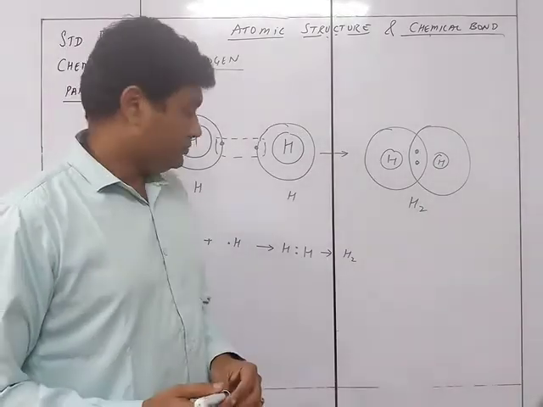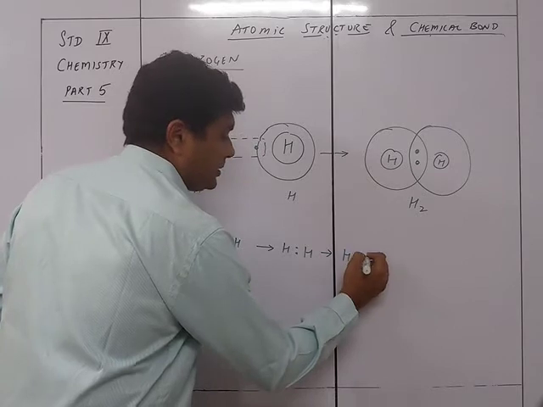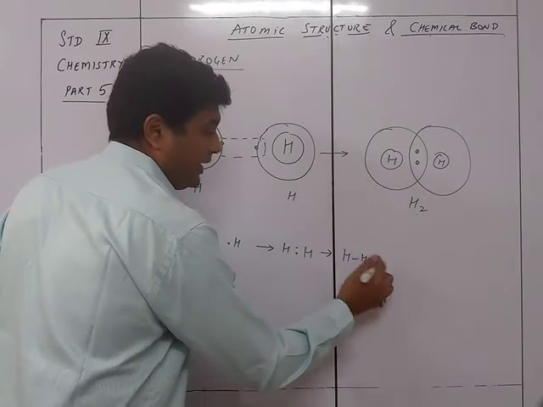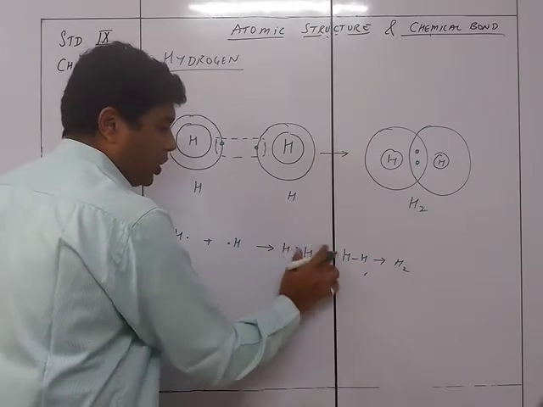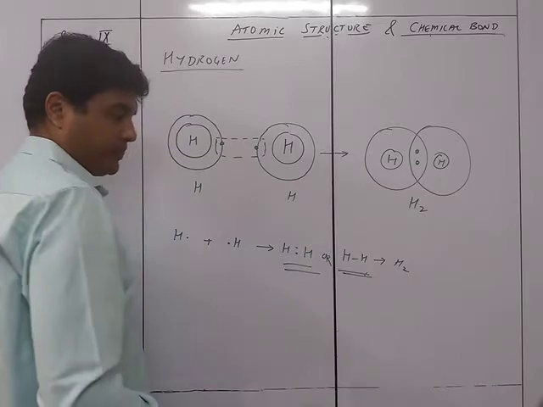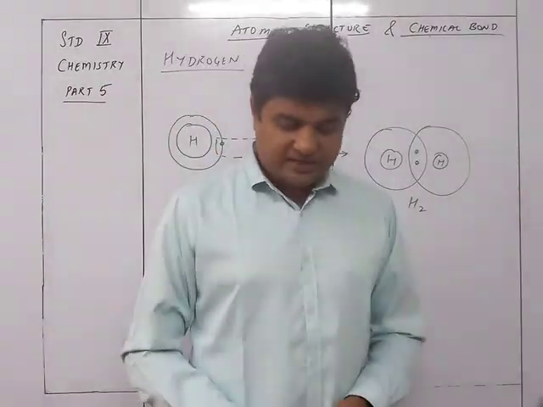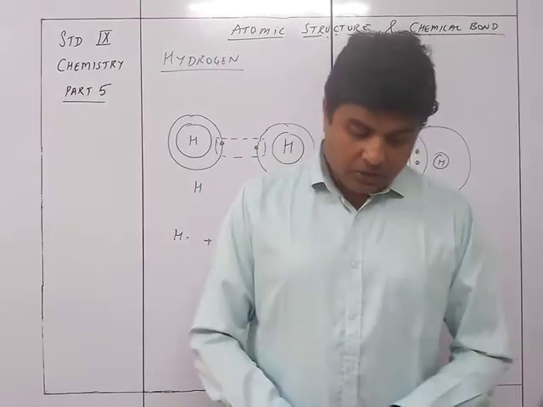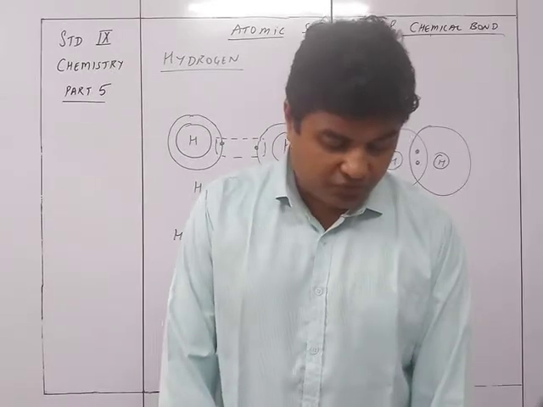We can also show it as H dash H, that is the single bond, forming H2. You can show it this way or that way. If it is a double bond, there will be a double line, so it will be changed accordingly. So this is how the hydrogen molecule is formed.